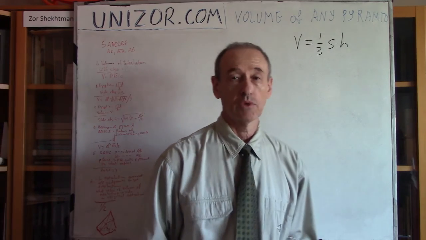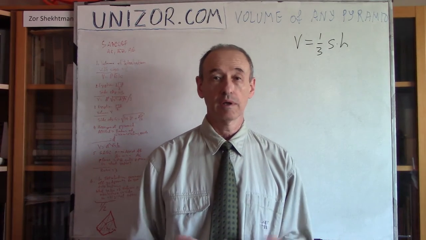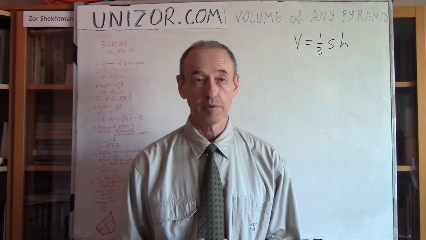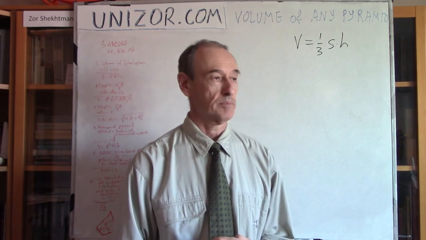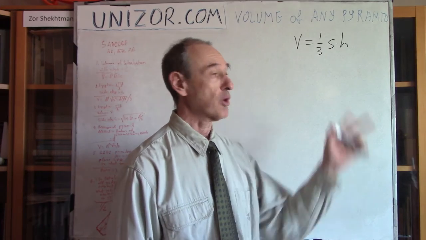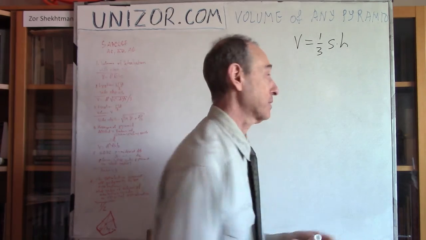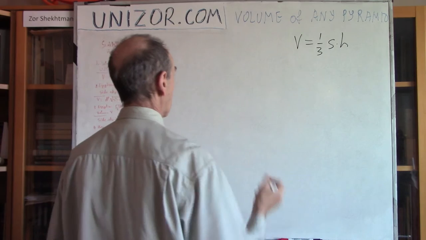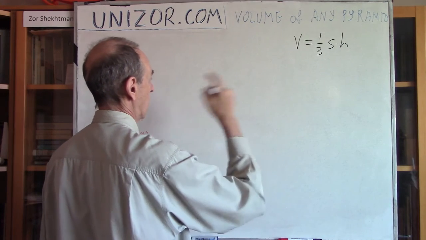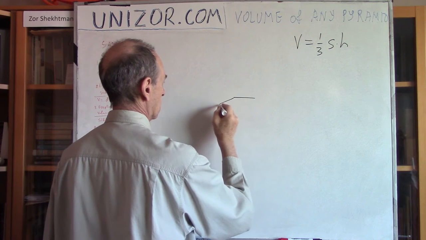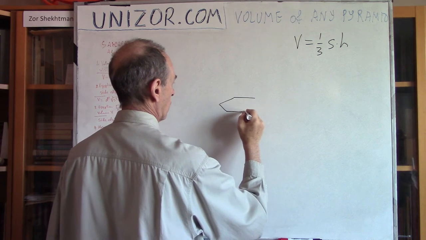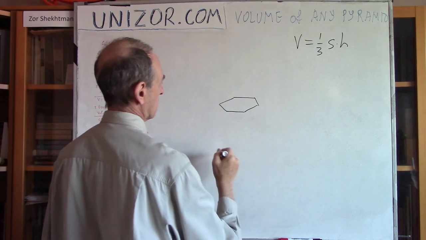what about non-triangle pyramids? I mean, there are quadrilateral pyramids, pentagon based, etc. Well, actually, the formula is exactly the same, and let me explain why. It's actually very simple. Let's consider you have a hexagonal pyramid, okay? So let me draw some kind of a hexagon.